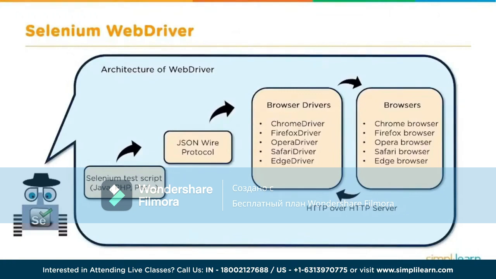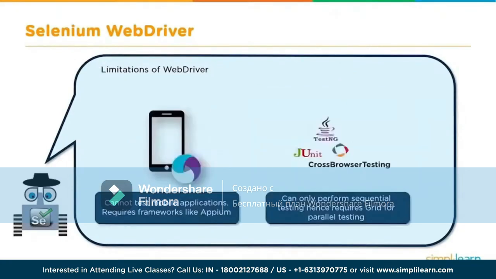Then we have a JSON wire protocol. What is JSON? JavaScript Object Notation. It is nothing but a standard for exchanging data over the web. For example, say you want to launch a web application through your script. What Selenium does is create a JSON payload and post the request to the browser driver. That is here. And then we have the browser drivers themselves. As I said, there is a specific driver for each browser.